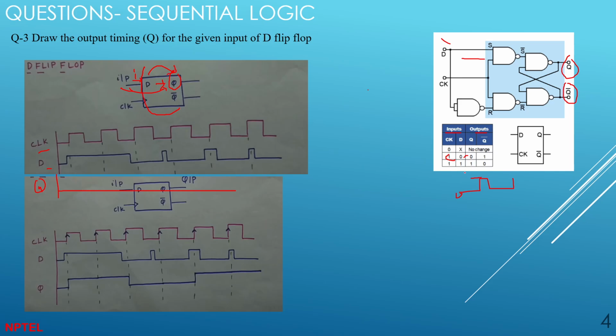Similarly, if the data is one instead of zero, then Q will become one. So it depends on the data, which can be zero or one. When the clock is one, only then will data be transferred from the input to the output, which is D to Q. So this is the basic thing.